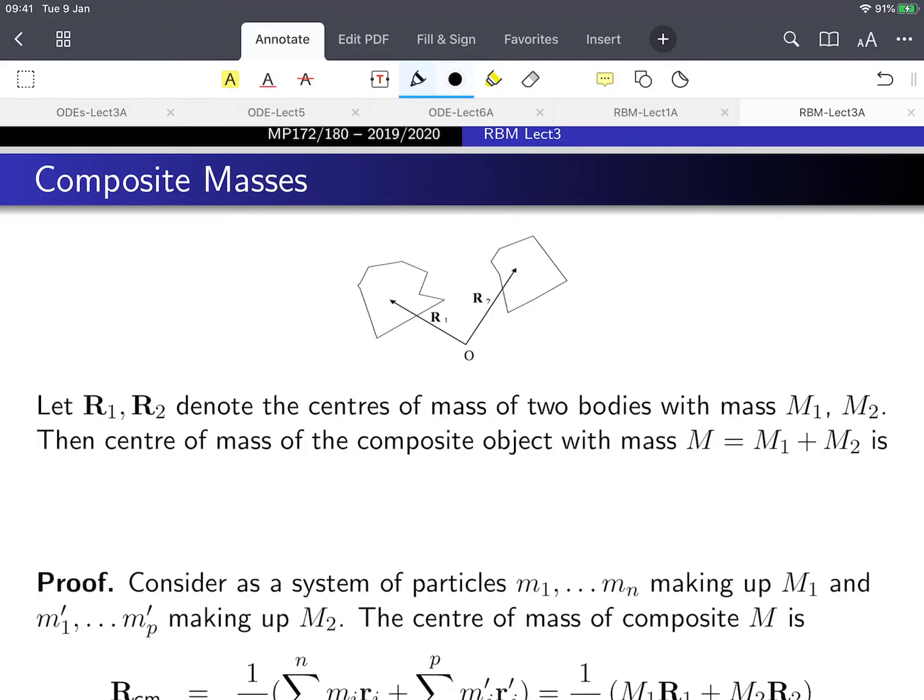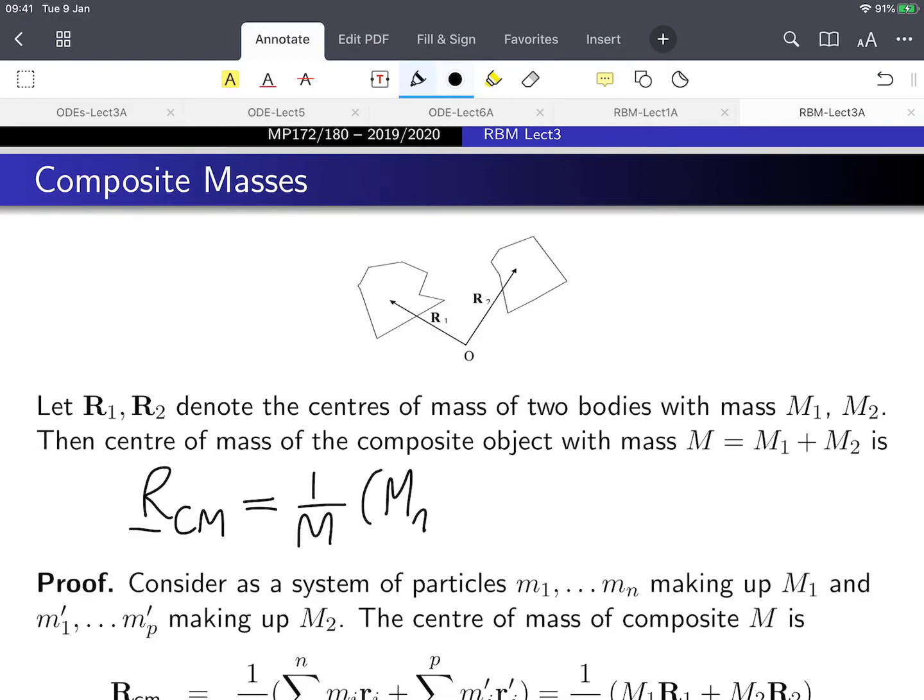Here, I just give you the theorem. If I have two pieces making a composite shape, and I know the center of mass of one shape and the center of mass of the other shape, then I can find the center of mass of the whole body. And it kind of goes without saying. There's the proof underneath, but I don't think we need to go through it. That the position of the center of mass is going to be the weighted average of the positions of the centers of mass of each part.